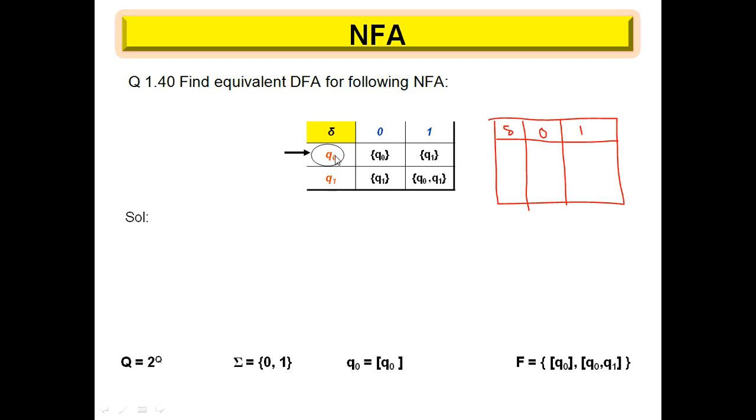So just copy this first row as it is in case of DFA. This is the equivalent DFA which we are going to construct right now. We are going to copy this state as it is, so we have this Q0. Put a square bracket here for the DFA, and this is our initial state as well as our final state. A circle marks the final state and an arrow marks the initial state.